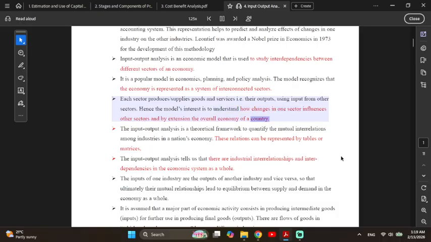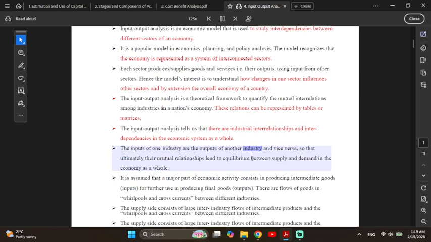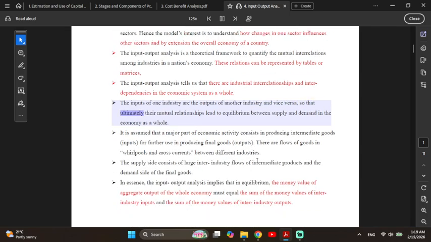and by extension the overall economy of a country. The input-output analysis is a theoretical framework to quantify the mutual interrelations among industries in a nation's economy. These relations can be represented by tables or matrices. The input-output analysis tells us that there are industrial interrelationships and interdependencies in the economic system as a whole. The inputs of one industry are the outputs of another industry and vice versa, so that ultimately their mutual relationships lead to equilibrium between supply and demand in the economy as a whole.